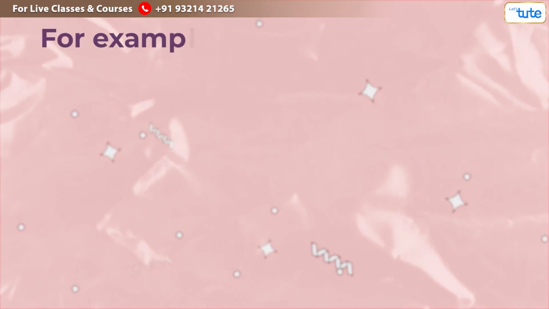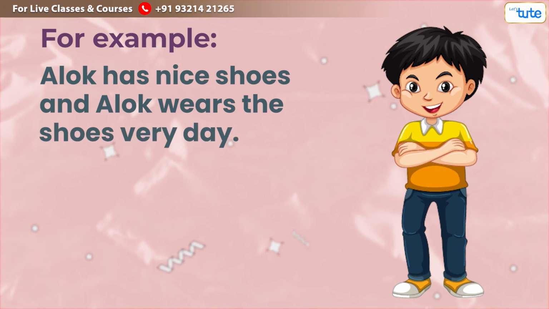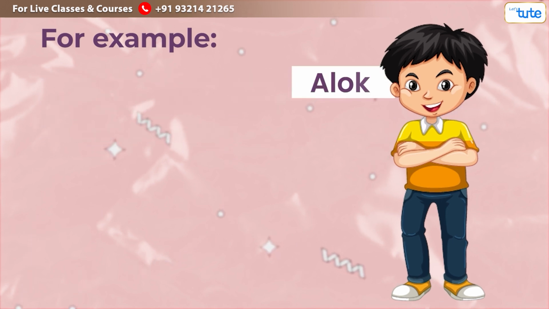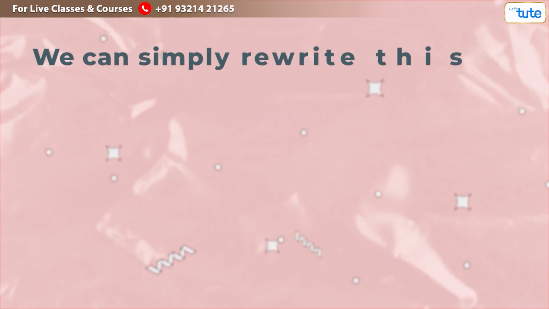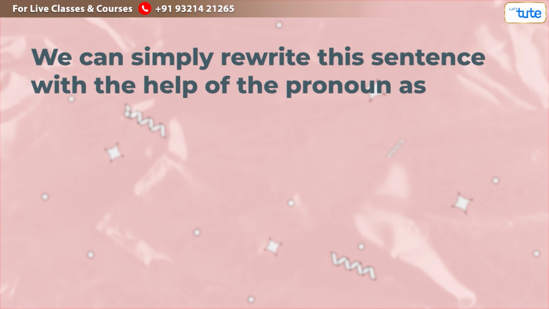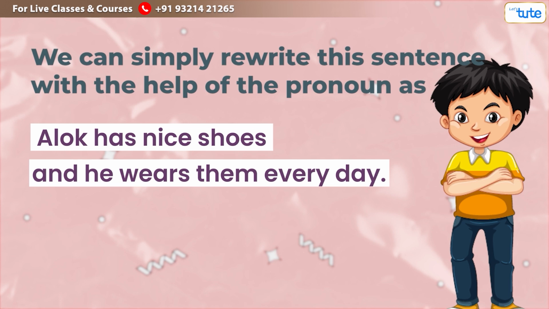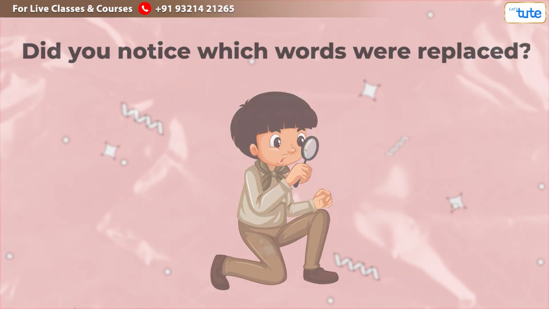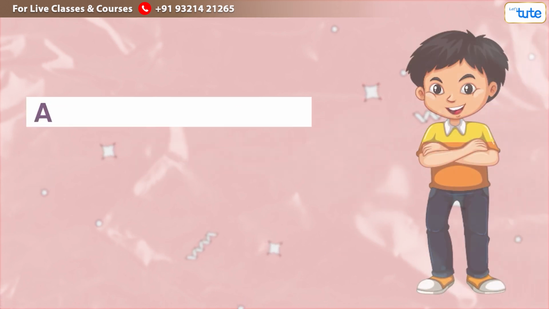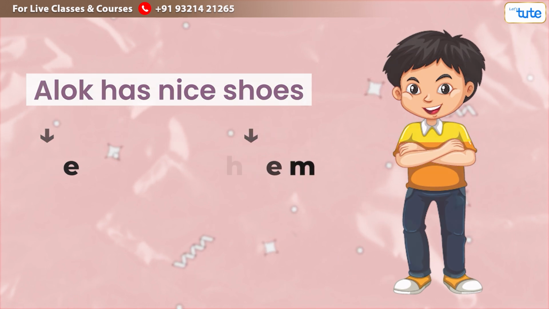For example, Alok has nice shoes and Alok wears the shoes every day. You can see here Alok and shoes in the sentence are repeated twice. We can simply rewrite the sentence with the help of the pronoun as Alok has nice shoes and he wears them every day. Did you notice which words were replaced? Correct. Alok has been replaced with the word he and shoes have been replaced with them.